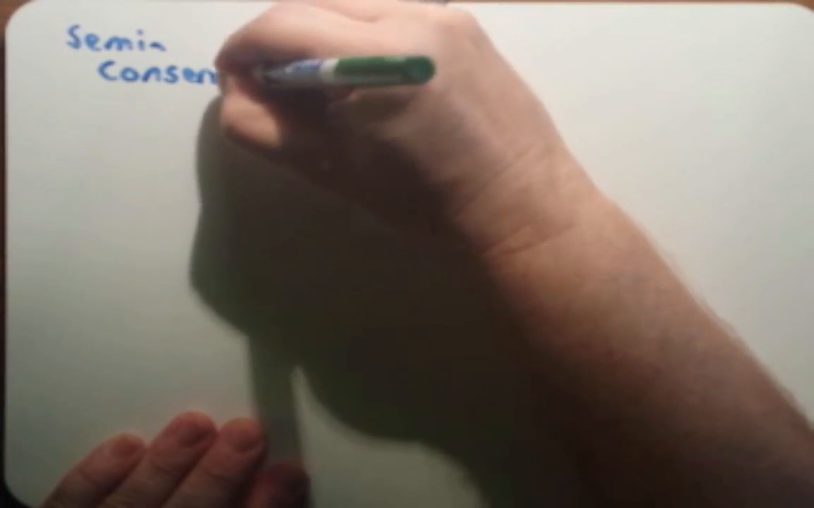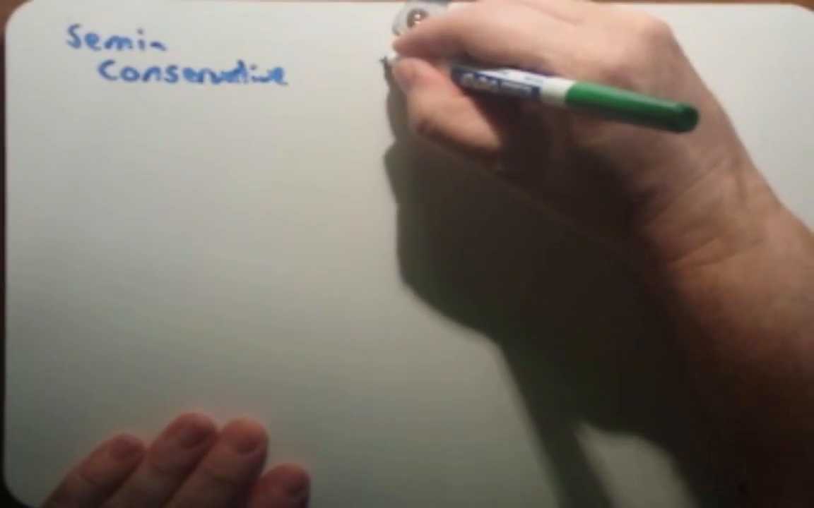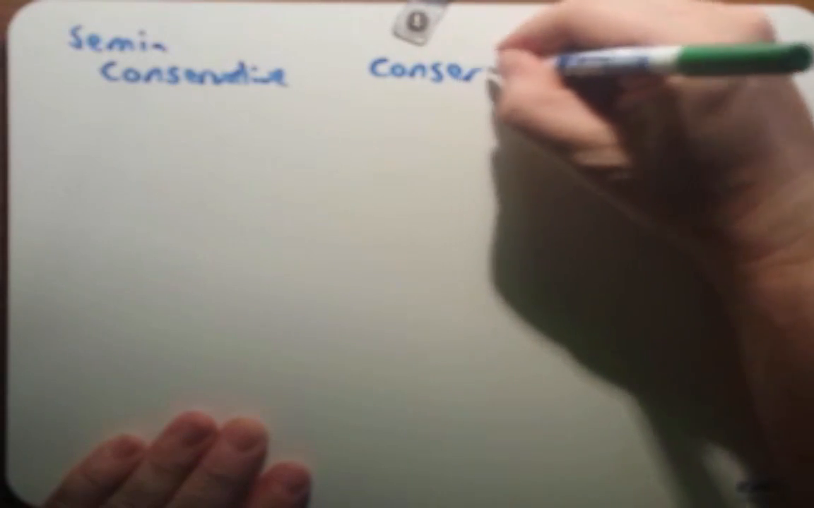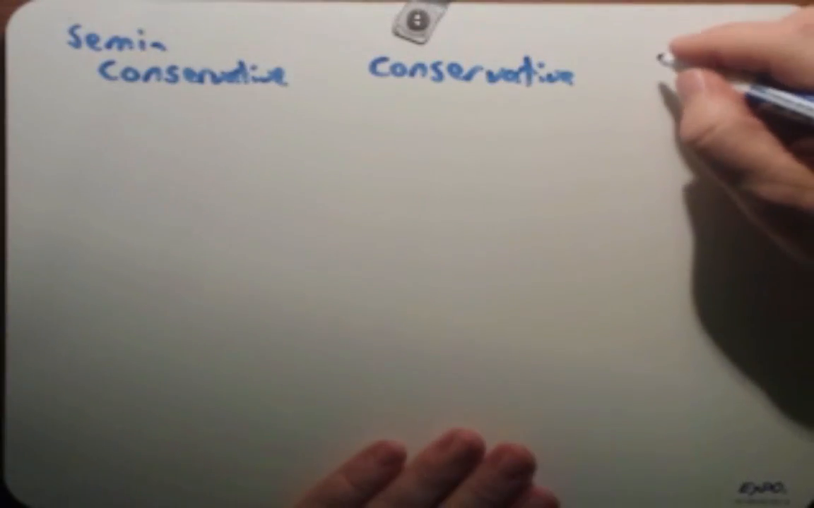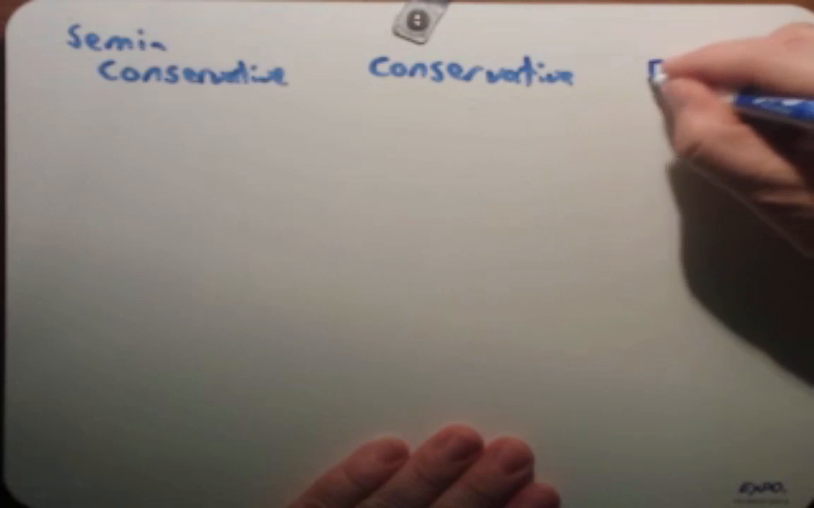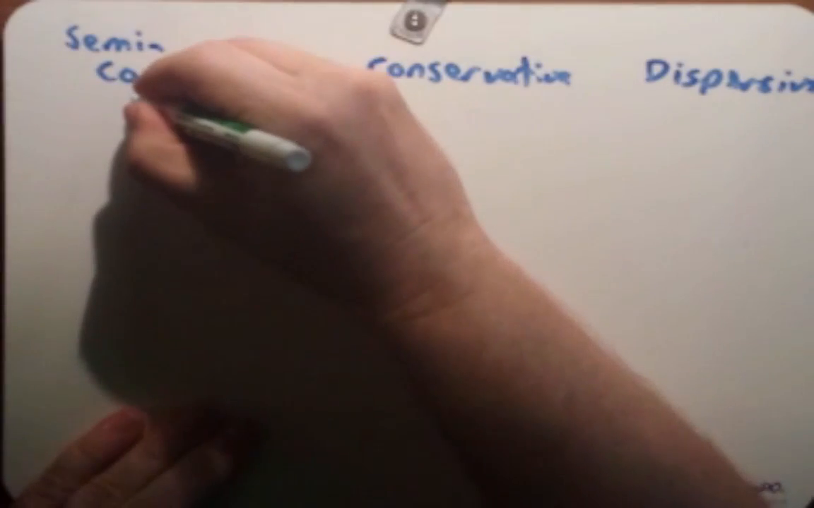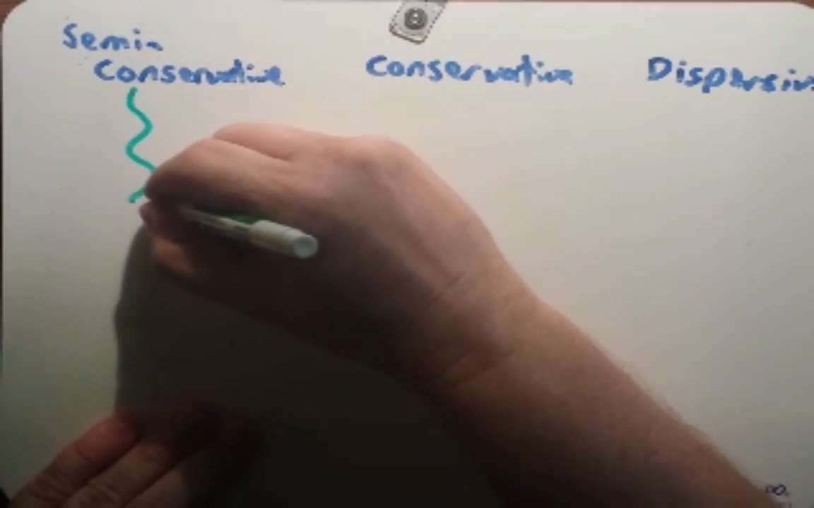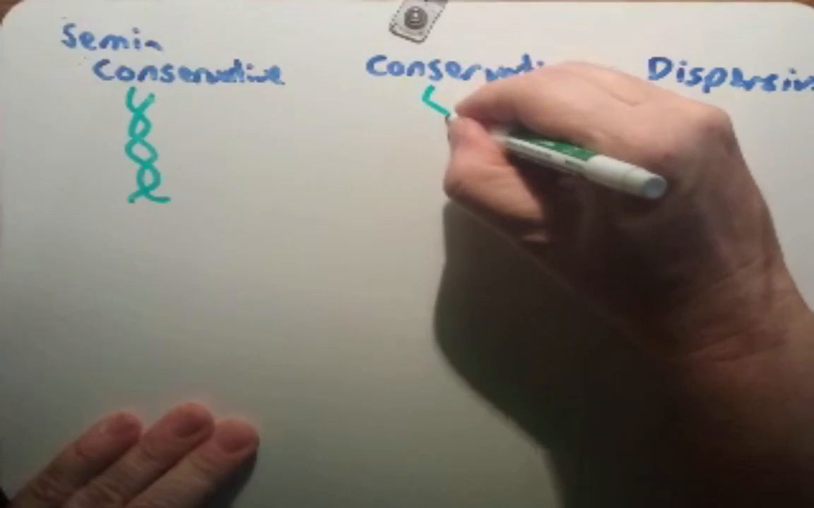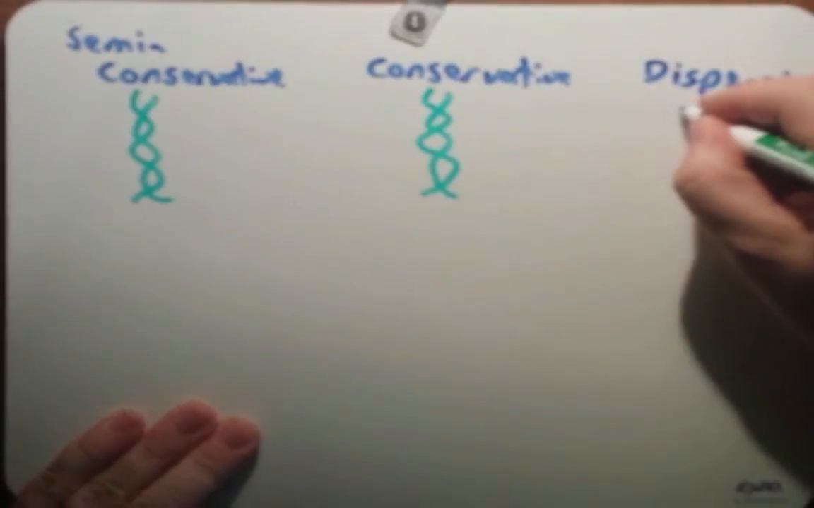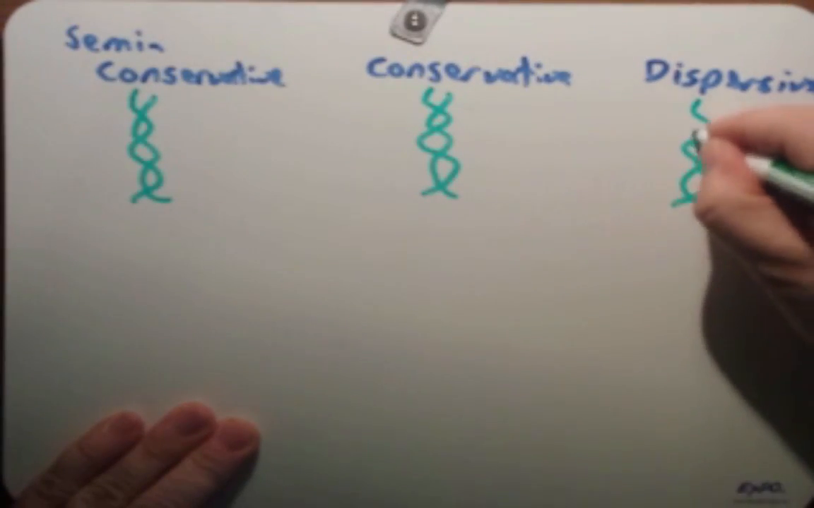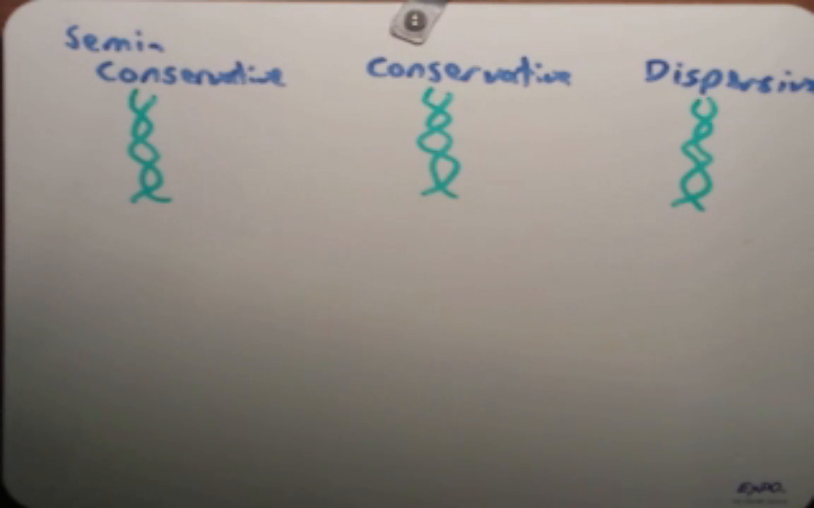The first model was called semi-conservative. The second model was called conservative. And then the third model was called dispersive. In all these models, we start off with a piece of DNA, and we're going to end up with a new piece of DNA.